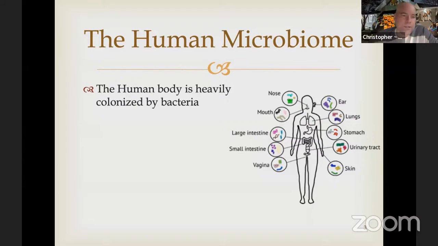And as was said, the human body is covered in bacteria. You have bacteria that live on the surface of your skin, in your nose, in your mouth, your ear, your lungs, your stomach, your intestines, and the reproductive tract.